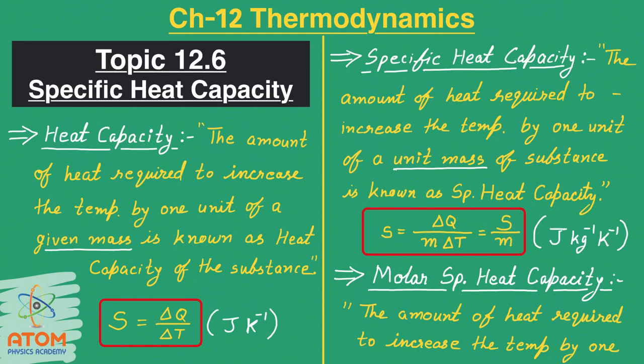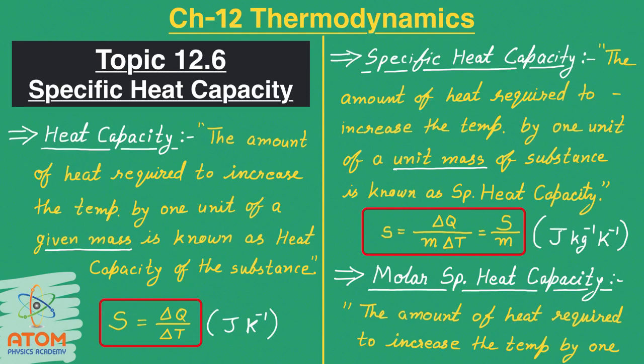Alright, and from this equation itself you can derive the unit of specific heat capacity. Here delta Q is heat, so that's why the unit will be joule. Here this is mass, so unit will be kilogram, and delta T is temperature, so unit will be Kelvin. So unit becomes joule per kilogram per Kelvin.